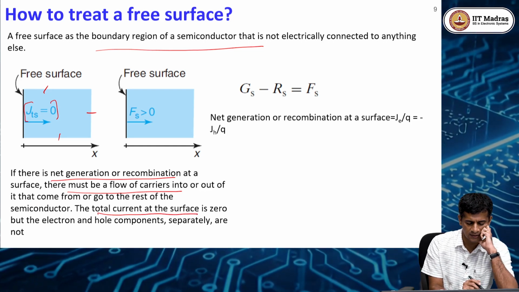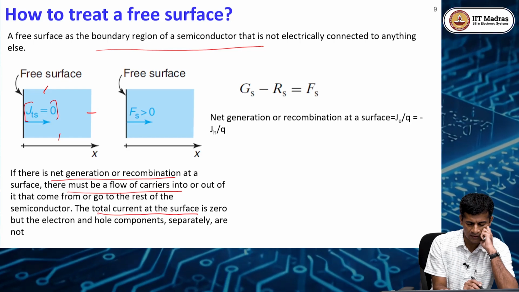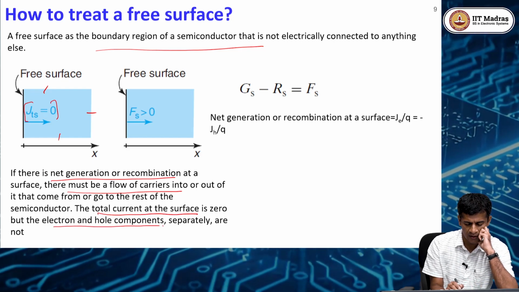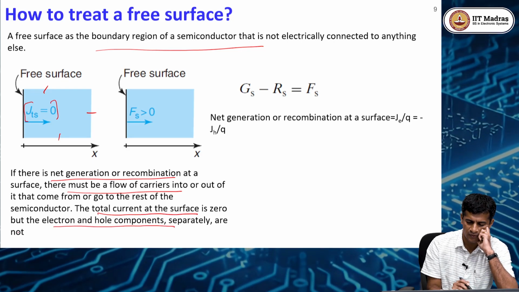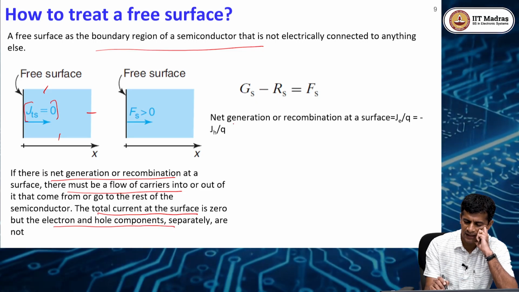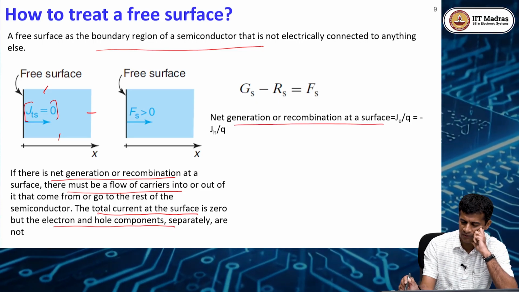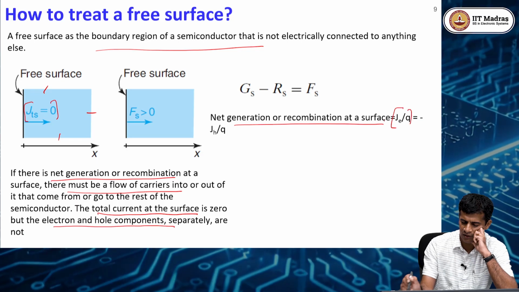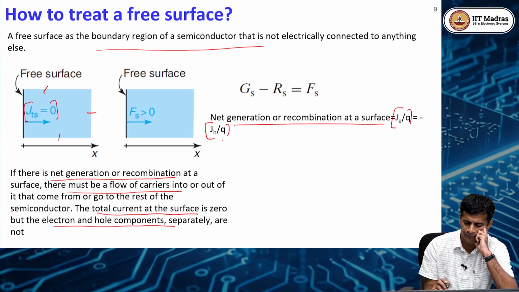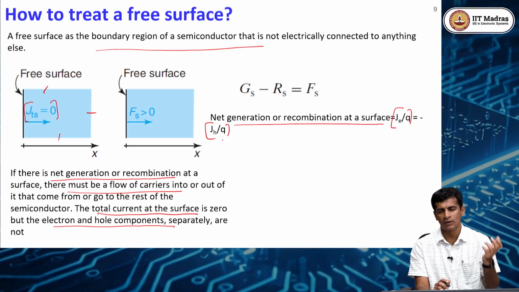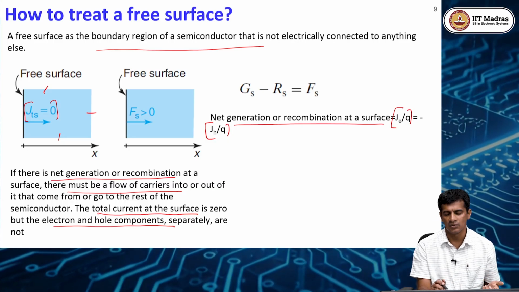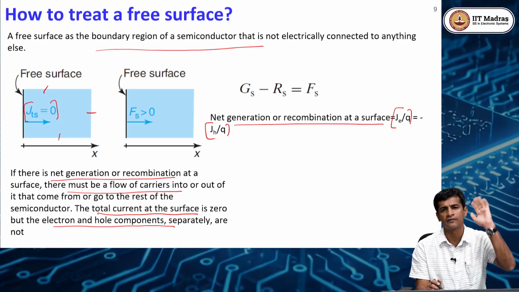Okay, the total current is, but the hole and electron components are separately not. So that means the net generation at the surface equals the electron current by Q or minus the hole current by Q. So that makes the total current still 0. Alright, so this is about a free surface, right?